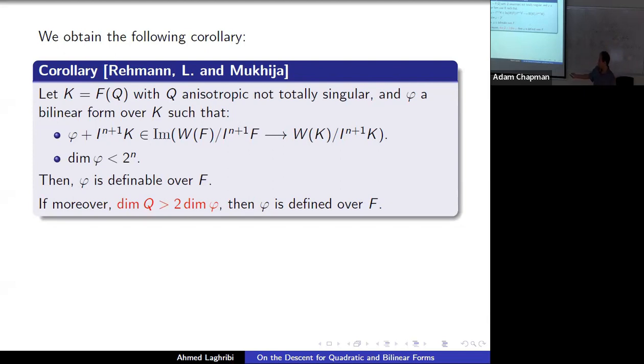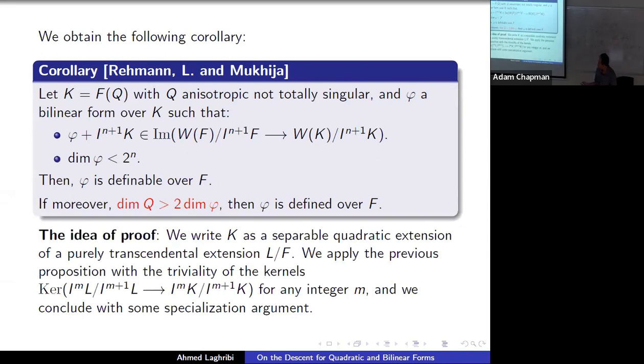And if you suppose this condition, then phi will be defined. What is the trick? The trick is the following. Your K is the function field of a quadratic form which is not totally singular. So you can write K as a separable quadratic extension of a purely transcendental extension of F. We can do it, and we apply the previous proposition, which is not different. Good. So for the distance for bilinear forms, when Q is not totally singular, the distance is done. There is nothing to do.